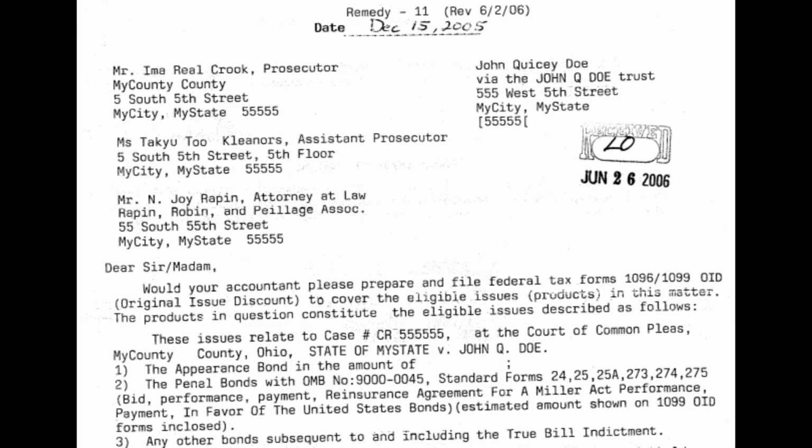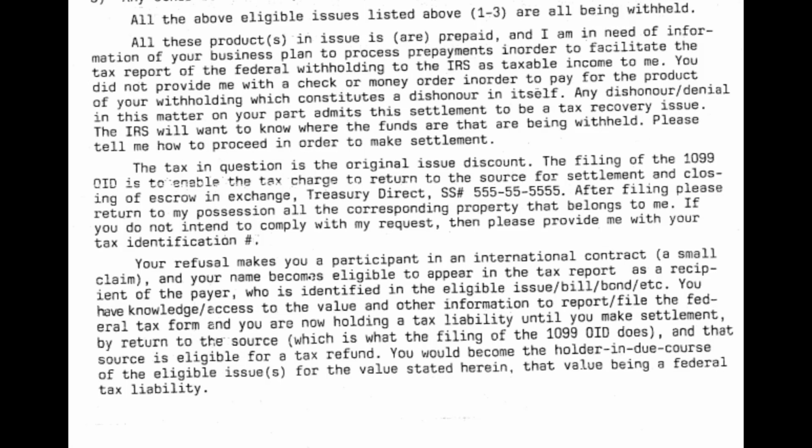So bid performance payment, reinsurance agreement for a Miller Act performance payment, right? So that's the SF bonds in favor of the United States bonds, estimate amount shown on 1099 OID, and the other bonds subsequent to and filing the true bill of indictment. Right, because these are all gonna have values here, and they call them different things. They make them look like crimes, but really it's a number 1, number 2, number 3 of McDonald's. That's what you have.